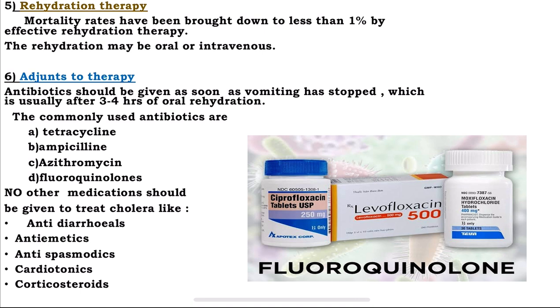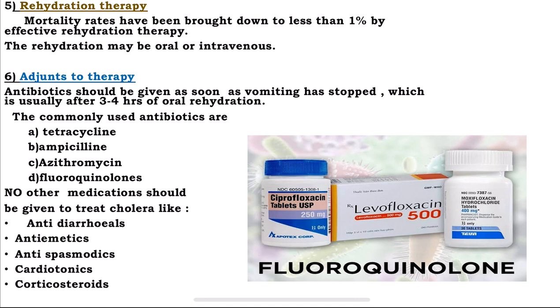Antibiotics should be given as soon as the vomiting has stopped. So we are not supposed to give antiemetics; as soon as the vomiting stops, the antibiotics can be given. It is usually after 3-4 hours of oral rehydration. And what are the commonly used antibiotics? We have tetracycline, ampicillin, azithromycin, and fluoroquinolones. Fluoroquinolones are used in cases of bacterial infections. Especially we have ciprofloxacin, levofloxacin, then we have moxifloxacin.